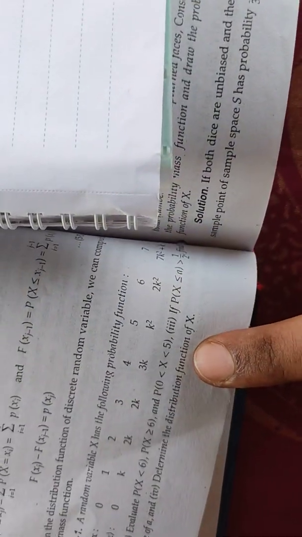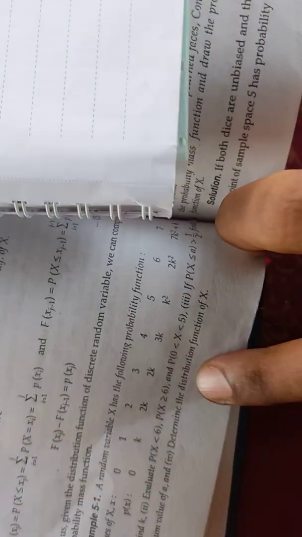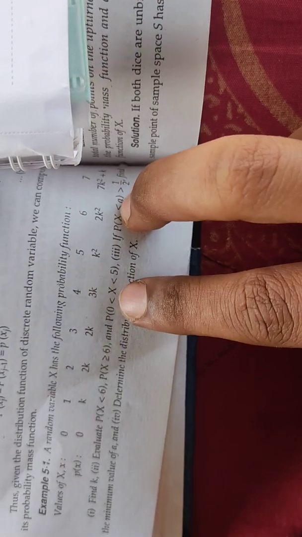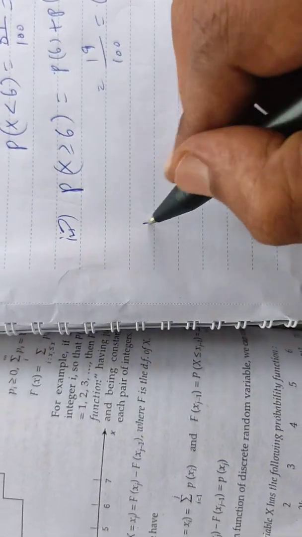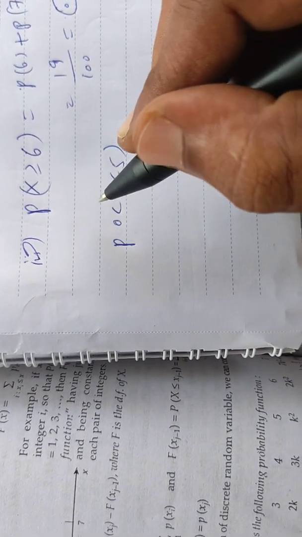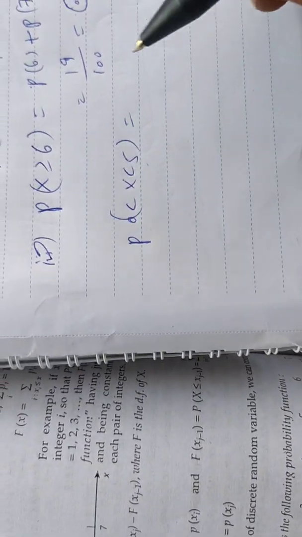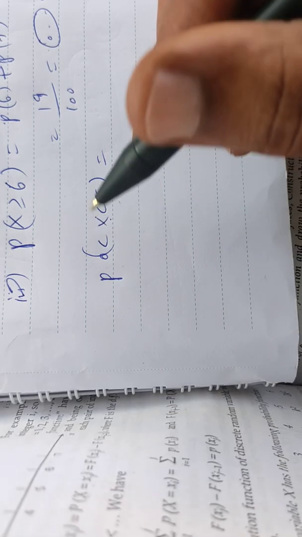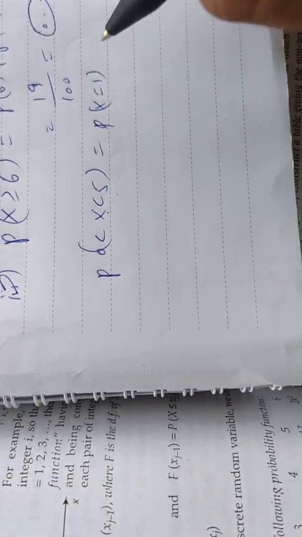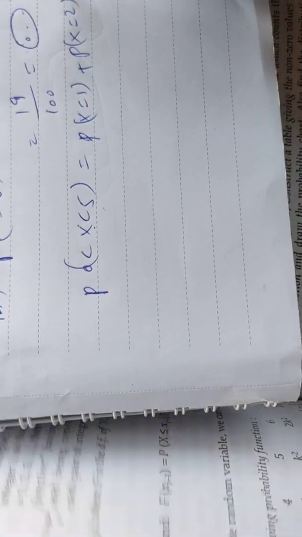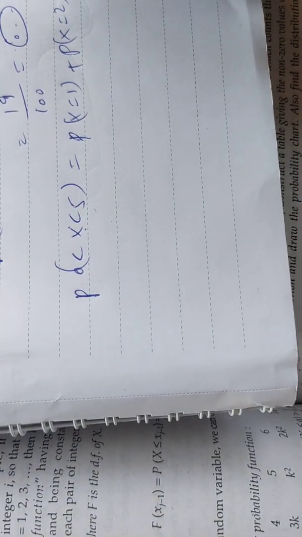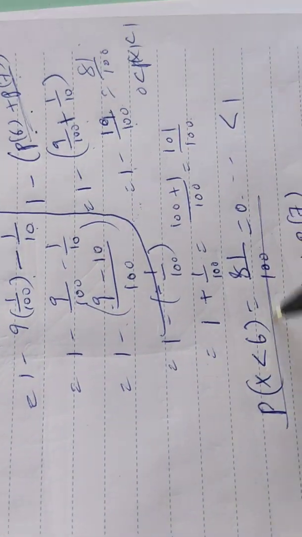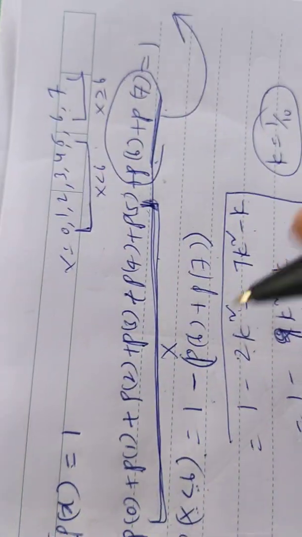Next, we did only 2 problems, these 2, and now we should do this, that is probability of 0 less than x less than 5. So how can we do this? X should take values 1, 2, 3, 4, not 0, not 5, like that. Probability of x equal to 1, probability of x equal to 2, probability of x equal to 3, and probability of x equal to 4. If you get confused here, no need to do this, leave this.